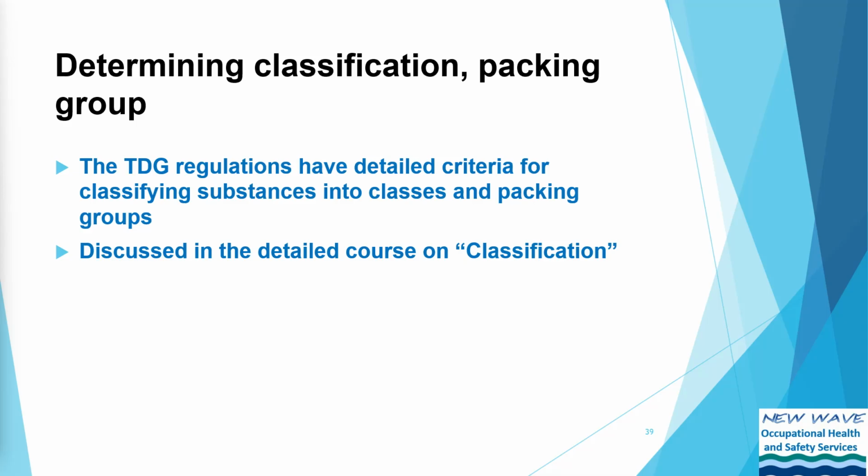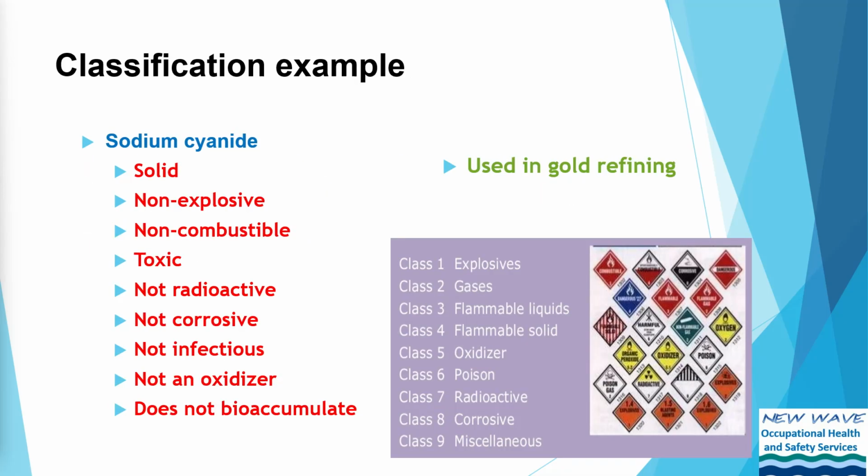Beyond using the safety data sheet for the transportation of dangerous goods information, I want to give you an idea of how classification, using the criteria, actually works. For example, let's take sodium cyanide, a common product in gold refining. Sodium cyanide is solid, non-explosive, non-combustible, toxic, not radioactive, not corrosive, not infectious, not an oxidizer, and does not bioaccumulate.